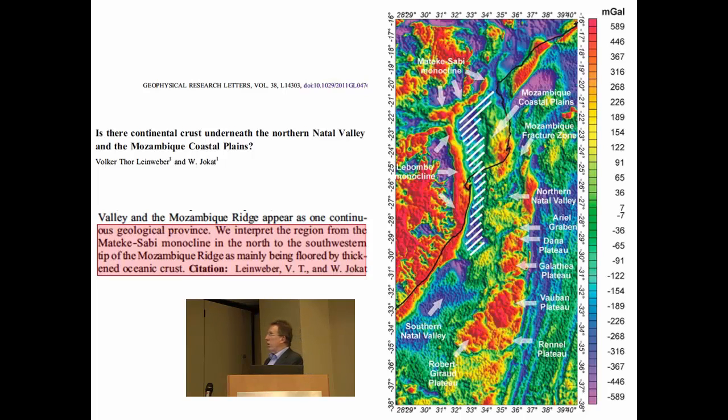And in this paper, they argue that everywhere from this monocline right here that goes through here, coming in this direction, all of this area was floored by thickened oceanic crust. And so if that's the case, then you can reconstruct and put Antarctica back in here and have this whole area open up as the rifting progressed. So we were curious about this, whether or not our seismic data would confirm whether this area had oceanic crust or whether it's actually stretched continental crust.